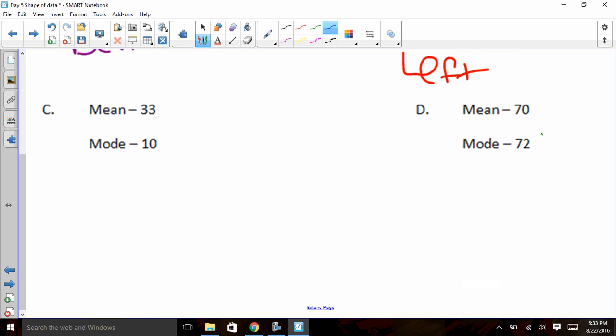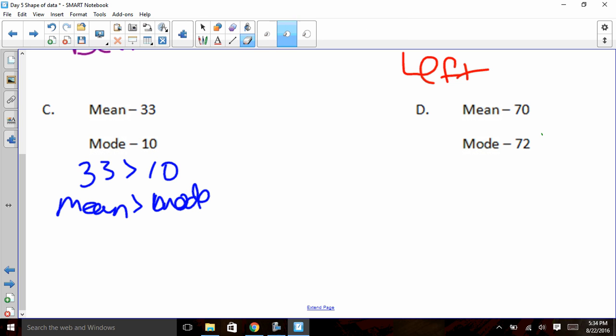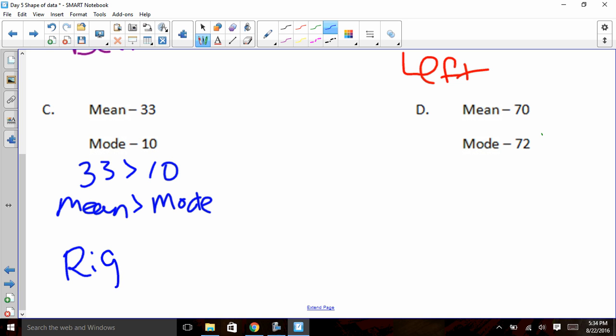All right, let's take a look at C. I see I have 33 is larger than 10. 33 is my mean. So I have my mean is larger than my mode. Let's try that one more time. So if you go back, which one had my mean being larger than my mode? The right, correct. You could also say that it's the opposite of B, so therefore it'd have to be the right.